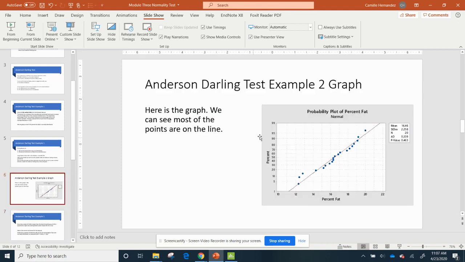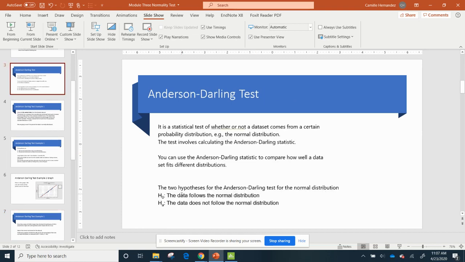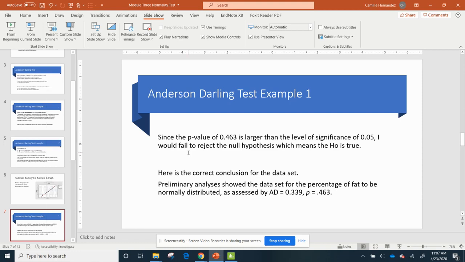So let's go back and look at the graph. Again, we can see most of the dots fall on the line. Since my p-value is 0.463 and it's larger than my level of significance, I'm going to keep the null, which means the data follows the normal distribution. If I go back to my hypothesis, remember, the null says the data follows the normal distribution. Because I kept my null, it is normally distributed.